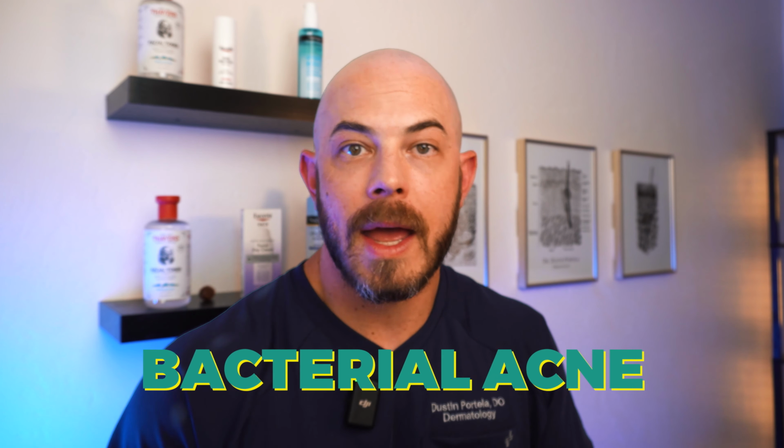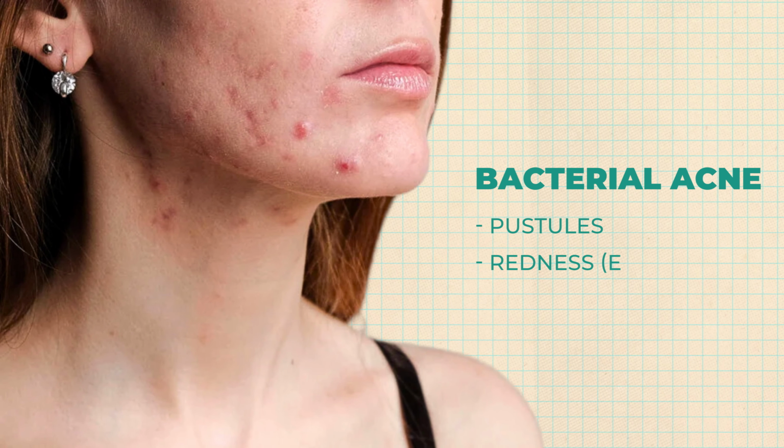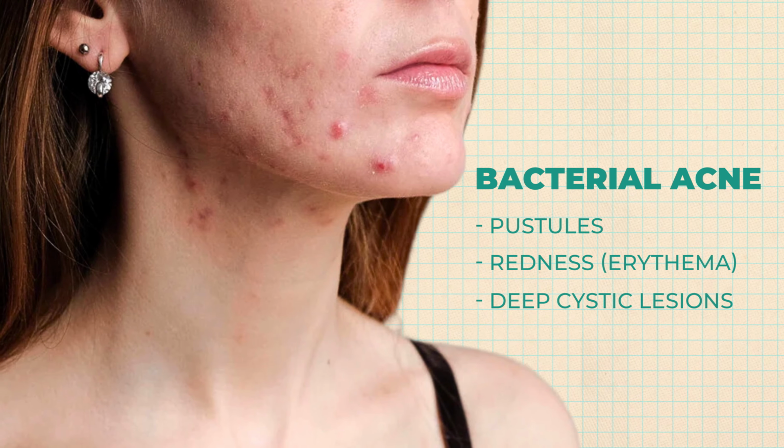To contrast that with bacterial acne, or the typical acne that most people are familiar with, that is caused by a bacteria that lives in the hair follicle, and as your body reacts against the inflammation from that bacteria, you get these pustules, you get more redness, which we call erythema, and sometimes you can get deep cystic lesions. When it comes to fungal acne, it's rare to see deep cystic lesions.